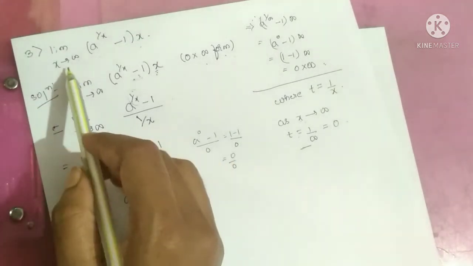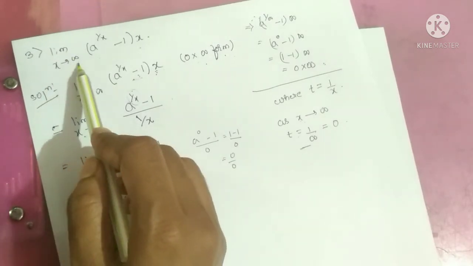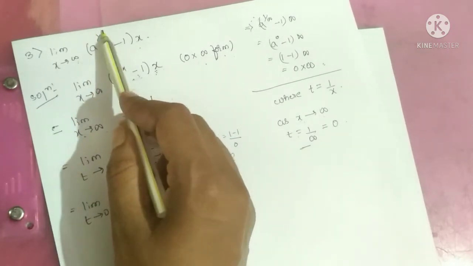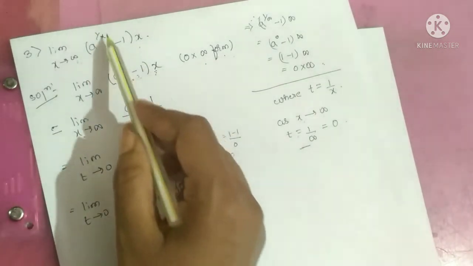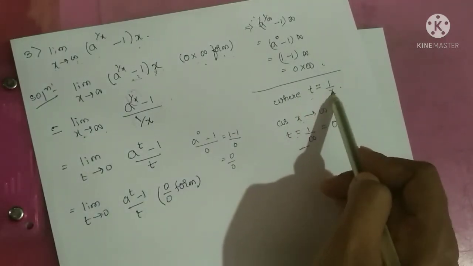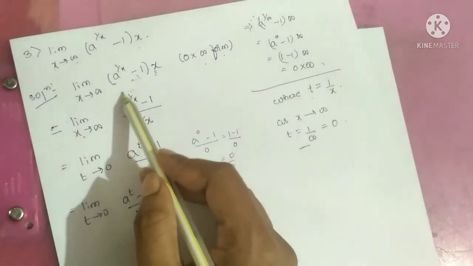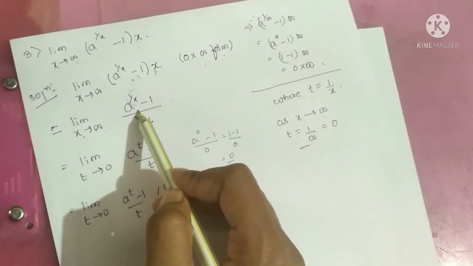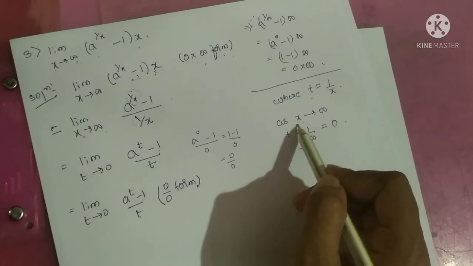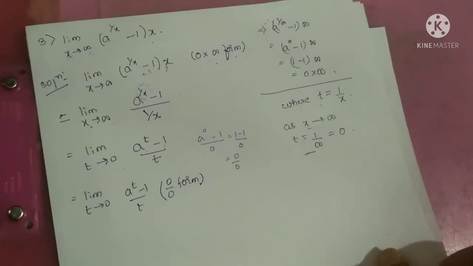Remember why we are doing this: you don't have the limit as x tends to 0. Instead, you have x tends to infinity, and you have the power 1 by x in the form of a fraction. Usually whenever you have the powers in terms of fractions, you replace it by one term: t is equal to 1 by x. So we have replaced this 1 by x by t, and when you replace it, the limit also changes. Hence x tends to infinity changes to t tends to 0.